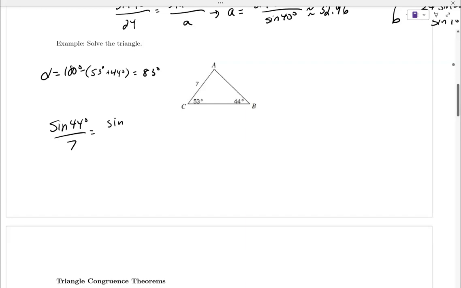Sine of which one? I'm sorry. Which angle did you use? I just didn't hear you. That 53. Thank you. I just didn't hear what you said with the angle. Sorry, I just didn't know which one you were looking at.